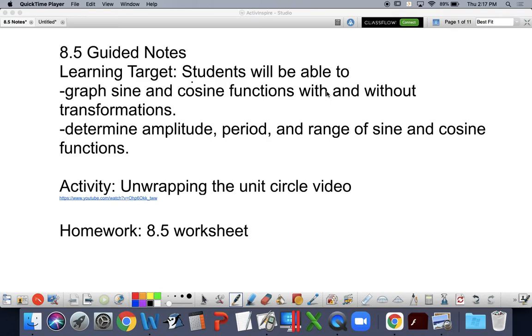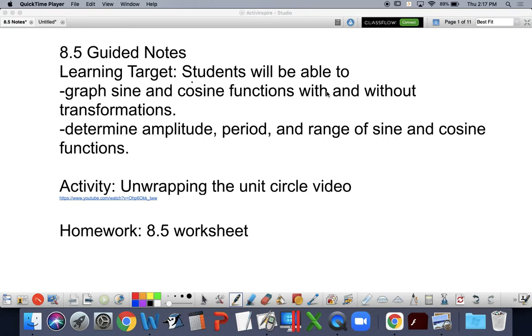And then there's a couple new vocabulary words that we need to focus on as it pertains to sine and cosine: amplitude, period, and range. The ACT has started asking these questions more and more frequently. This is not technically part of our state standards for your grade level, but I always like to sneak this in Algebra 2 if I can.